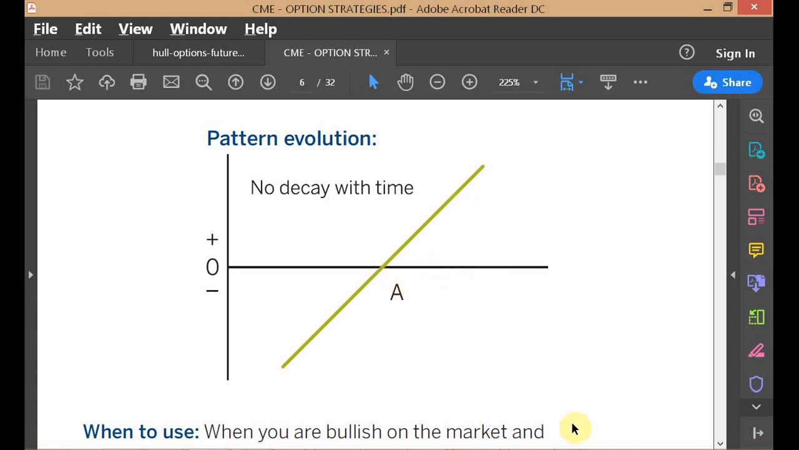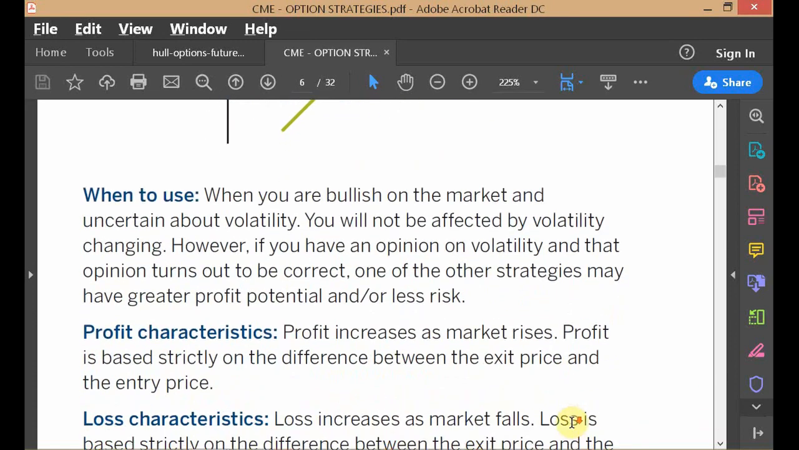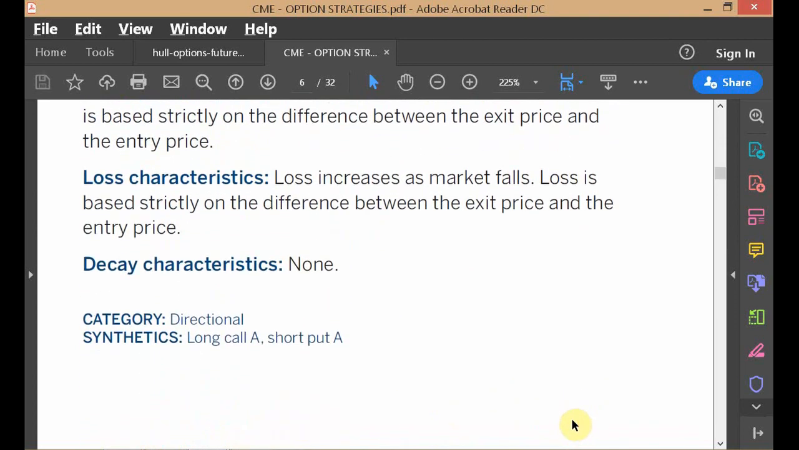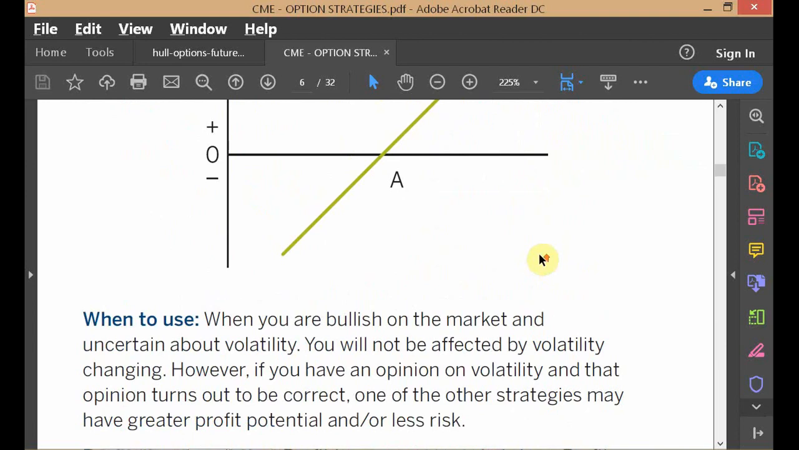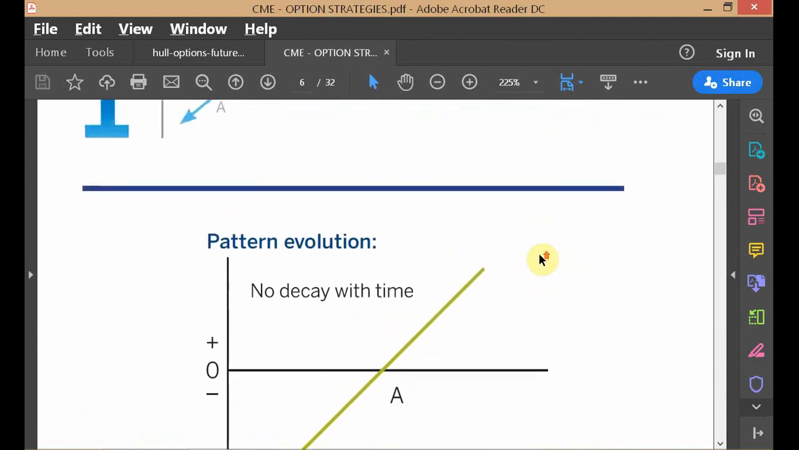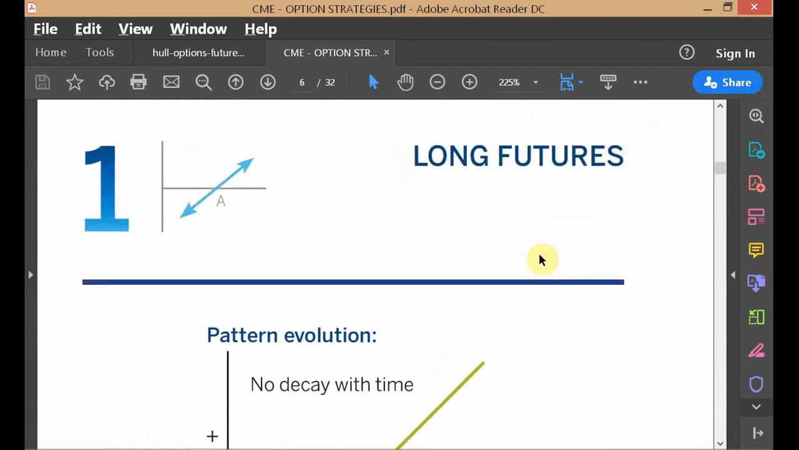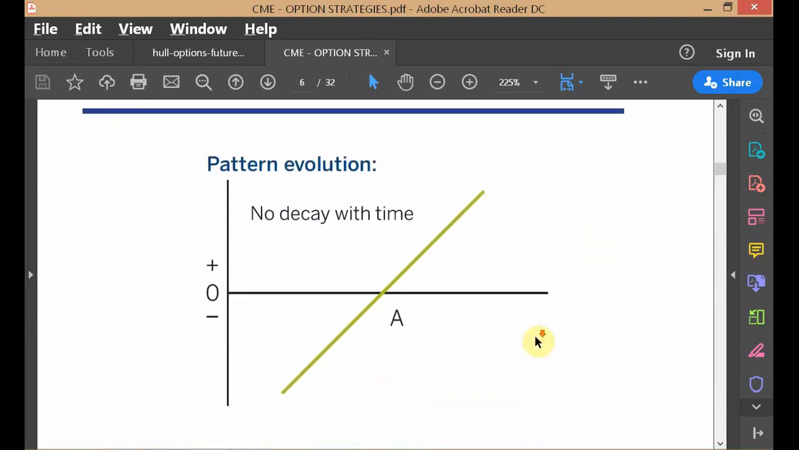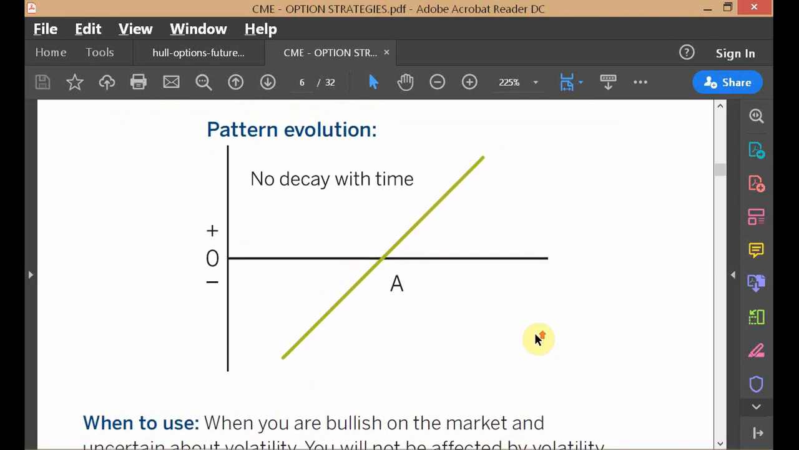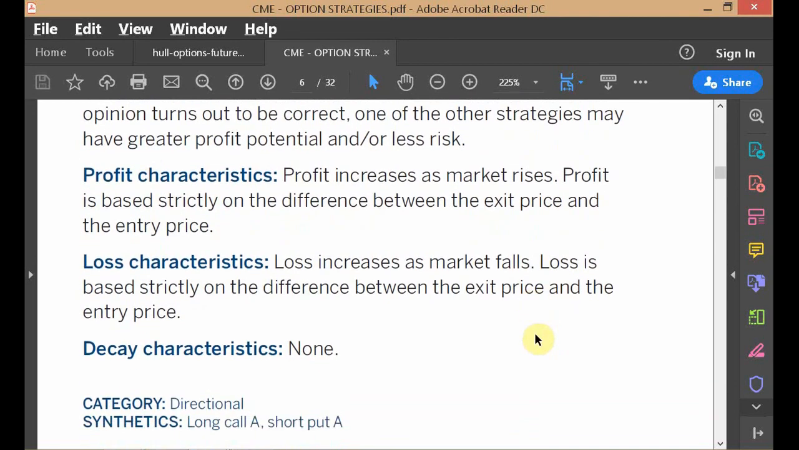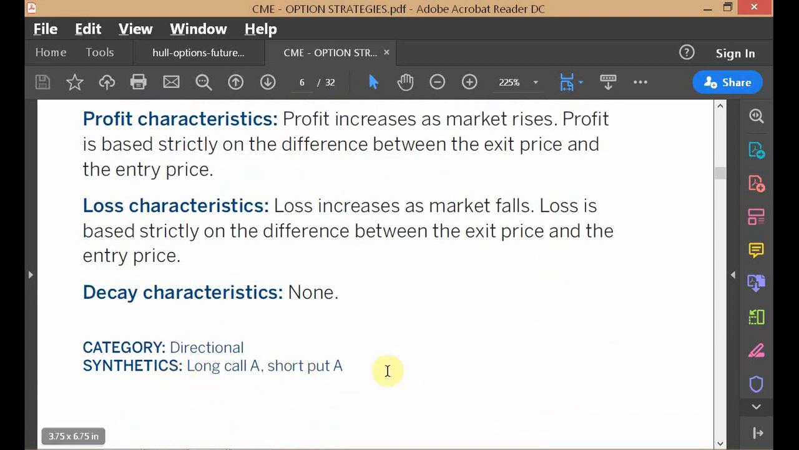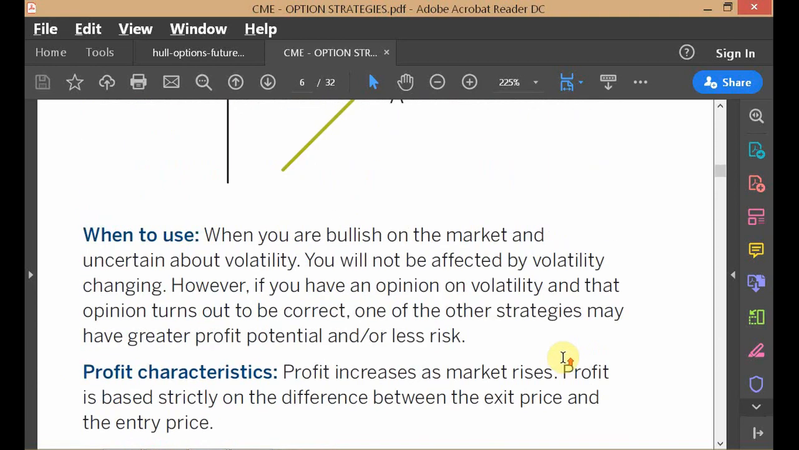So a synthetic equivalent is nothing but, this particular book may actually mention synthetic equivalents. If you go through this CME option strategies book, which is in your finance reference folder from IPM, you will find this book. You should have already downloaded this by now. If you look at the CME option strategies, you will find that every position has a synthetic mention at the bottom as well. So what do we mean by synthetic?